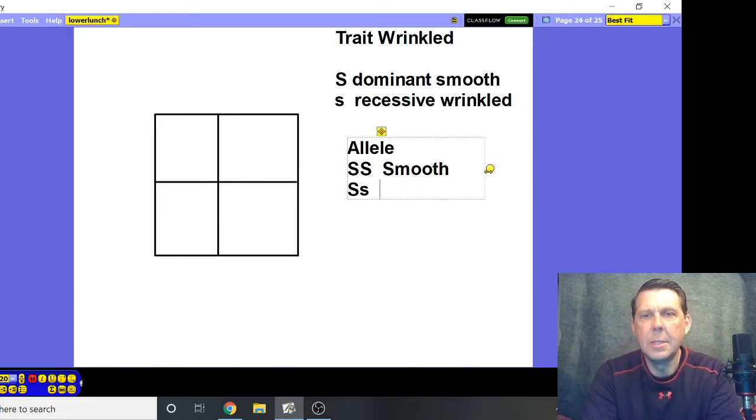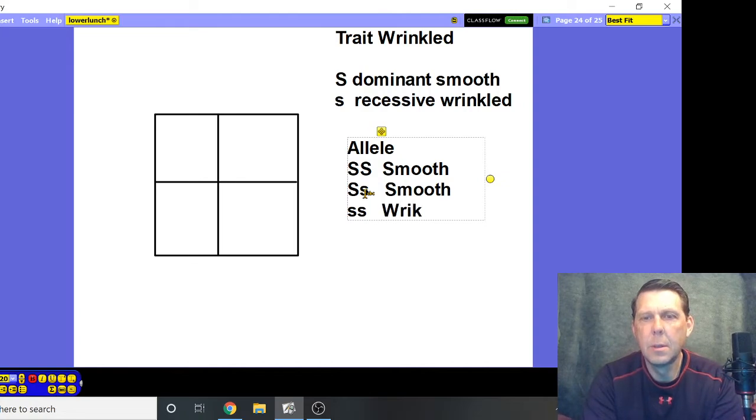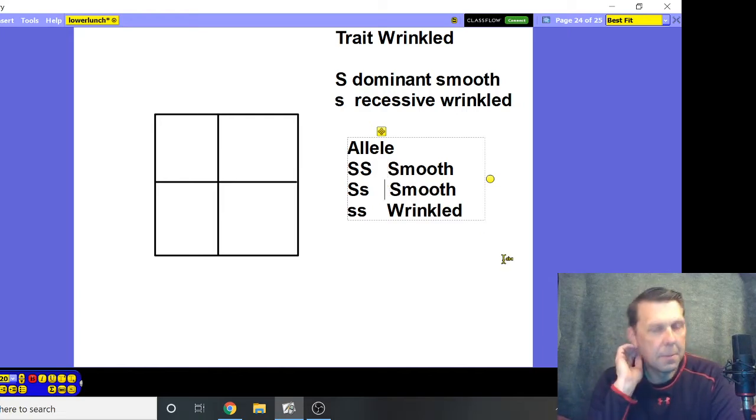Capital S lowercase s is going to be smooth because it has one dominant gene. It will mask this one. The only way you can get wrinkled is if you had lowercase s, or recessive. This is the genotype, this is the phenotype. Remember, genotype is the type of gene, the phenotype is physically how it looks. And it looks that way.